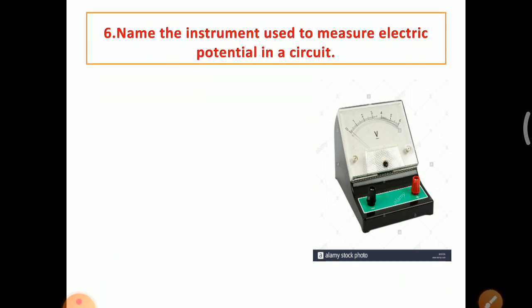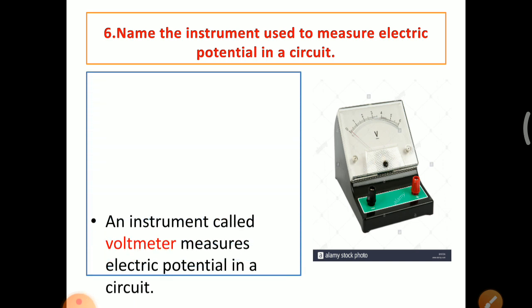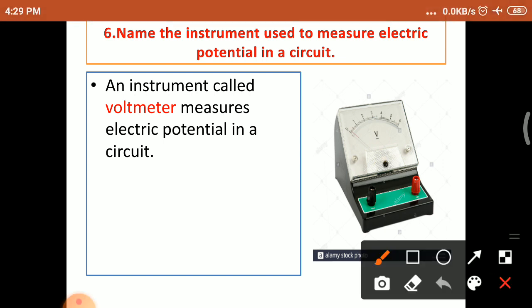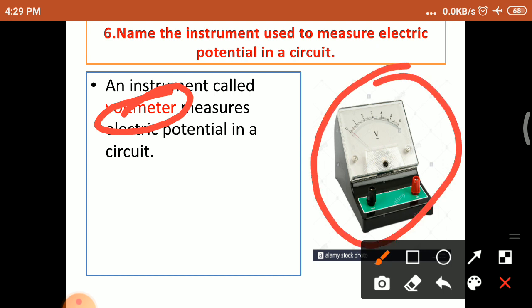The next one, name the instrument used to measure electric potential in a circuit. The instrument voltmeter measures electric potential in a circuit. This is a voltmeter. If you connect the voltmeter in a circuit, we can measure the electric potential difference between 2 points.